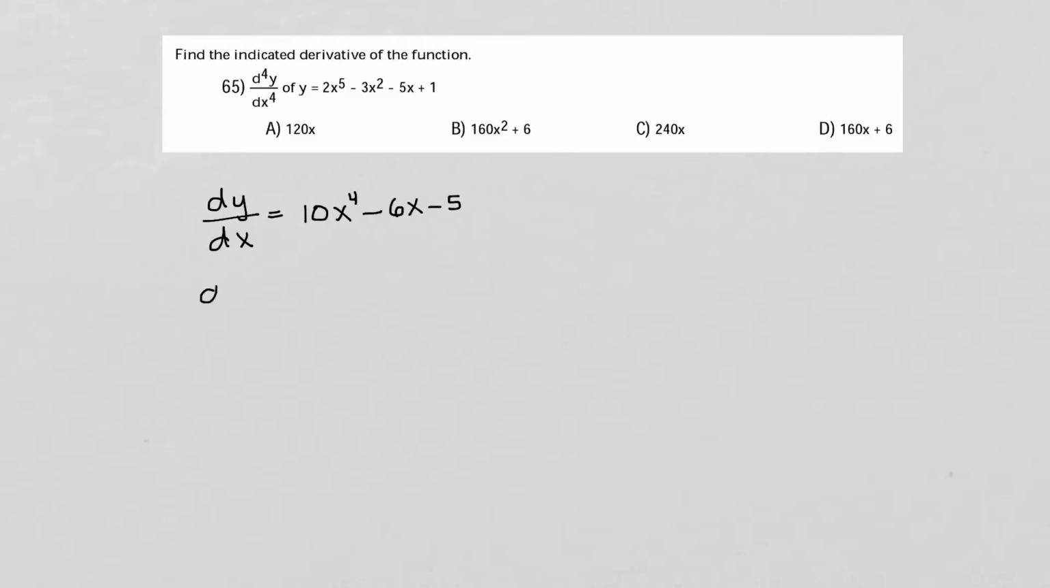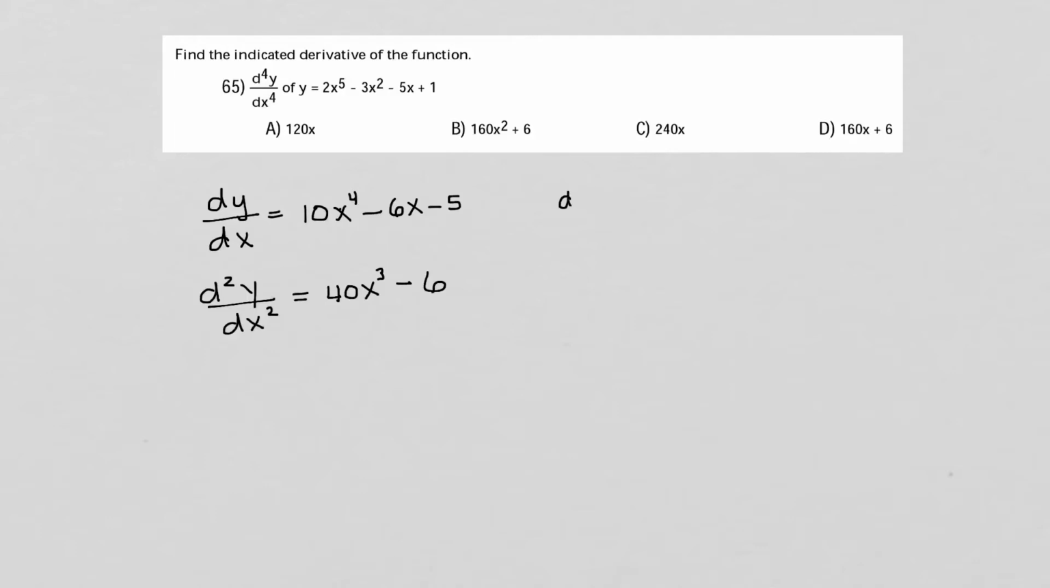So now I'll take the second derivative, and this is going to be 40x to the 3 minus 6. So we had 4 times the coefficient 10 is 40, and we reduce the exponent by 1, and so that gives us 40x to the third, and then the derivative of negative 6x is just negative 6. And of course the derivative of the constant term is 0.